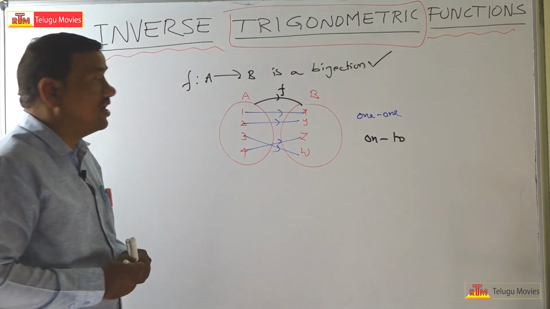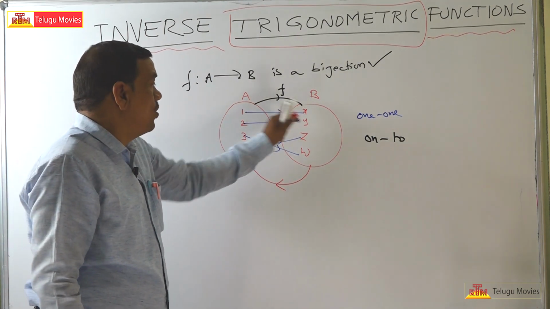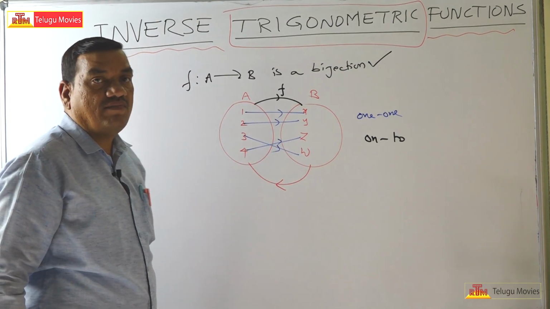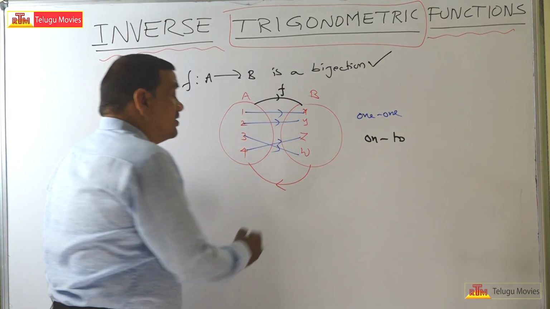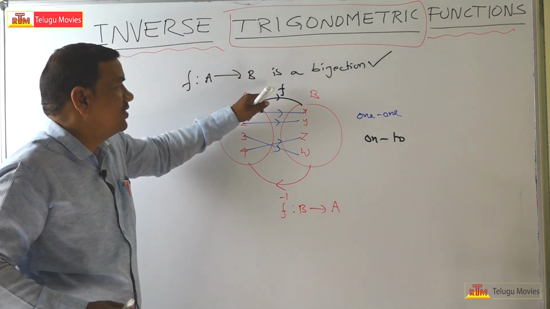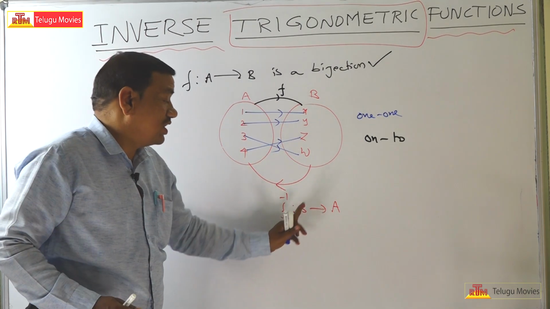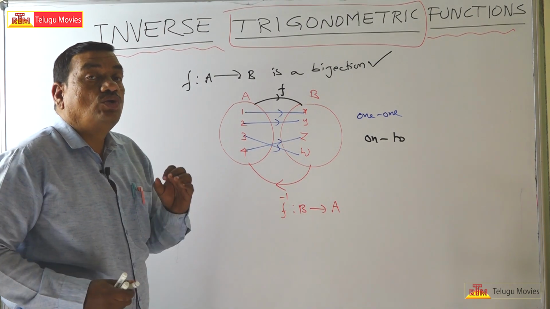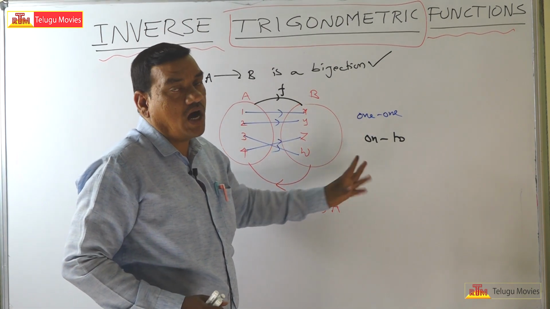Then there exists a function from B to A. 1 is the image of x, 2 is the image of y, 3 is the image of w, 4 is the image of z. So from B to A is also a function. That is denoted by f inverse, a function from B to A. That is the notation. f is the main function from A to B, and f inverse is a function from B to A. So the domain is B and the codomain is A. This is called an inverse function. To have an inverse function, the original function should be bijective, both one-one and onto.